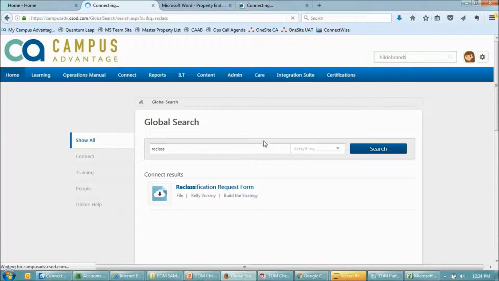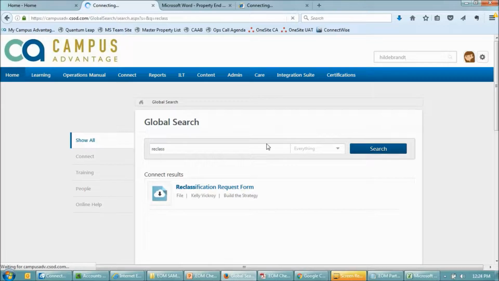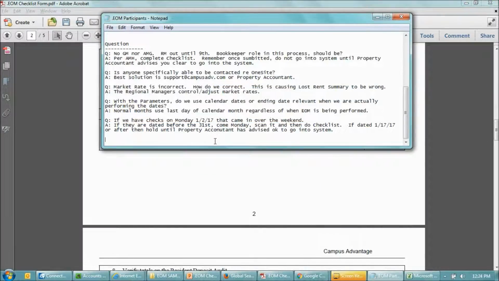I had your pretty picture pulled up a second ago, Alex, and now it's just sitting here staring at me. I don't know. What additional questions did we have?